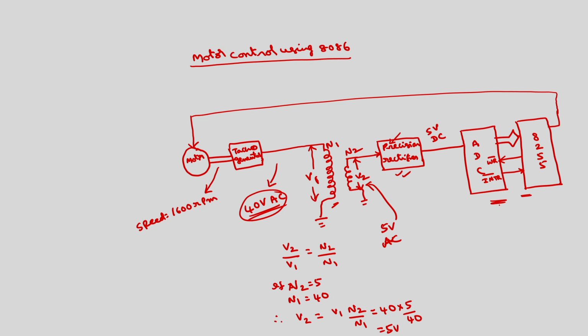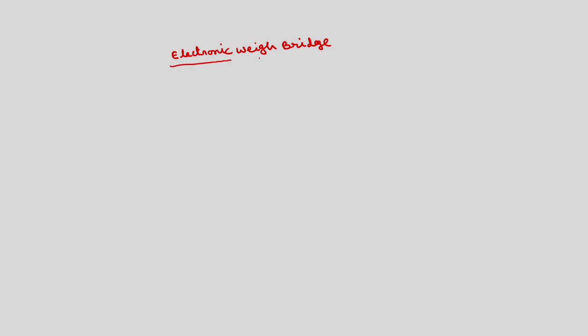Similarly, I will discuss one more example before going to the other interfacing devices, which is the electronic weighing bridge. These are all actually minor project type of things. If you want, you can do these projects.